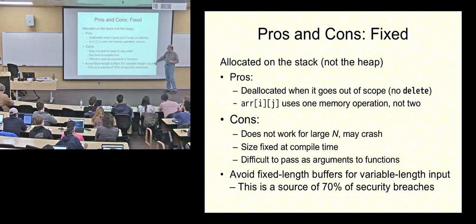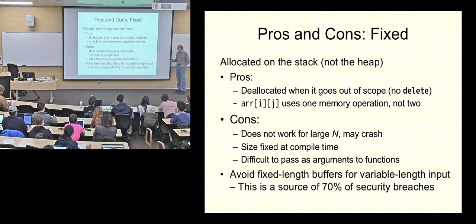The other thing with fixed size arrays is you don't want to use fixed size buffers for variable length input. This leads to a lot of, one of the security professors estimated, I think about 70% of the security flaws we see involve these buffer overruns. Buffer overruns have been around for 30 years now.